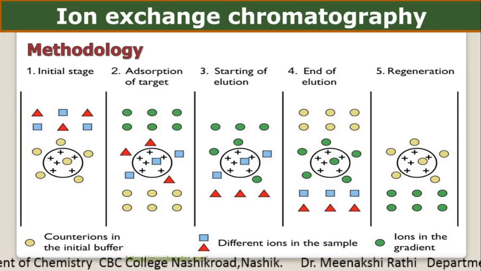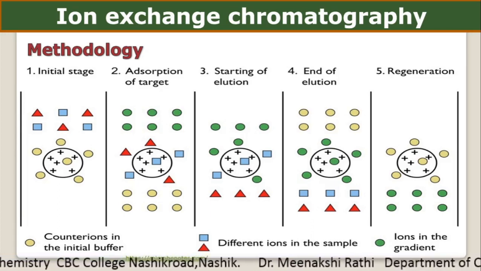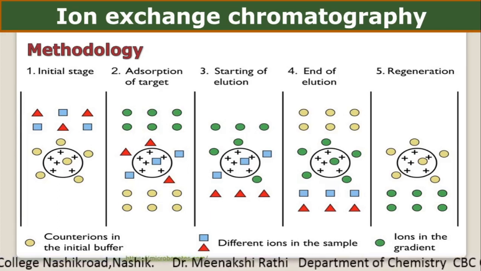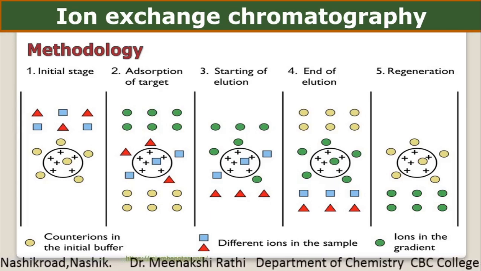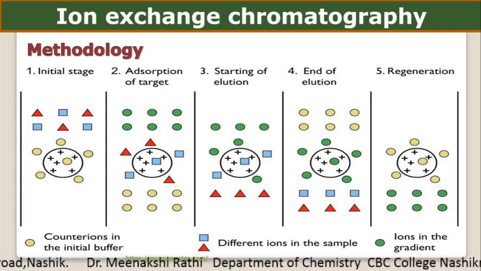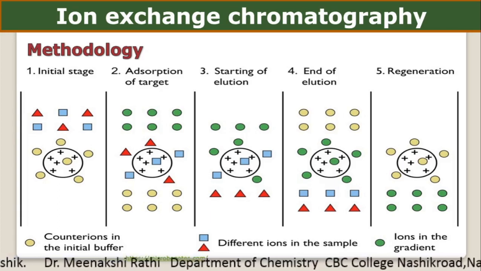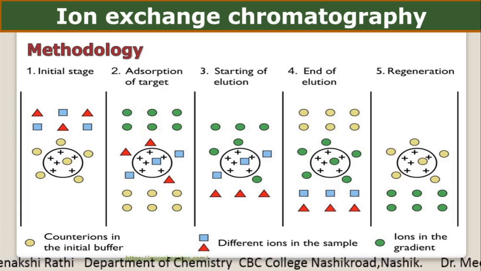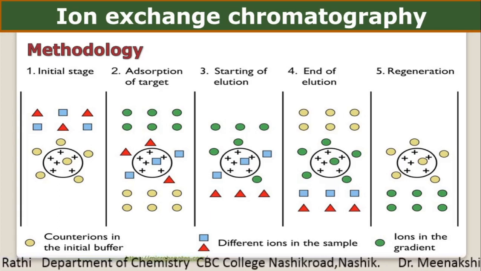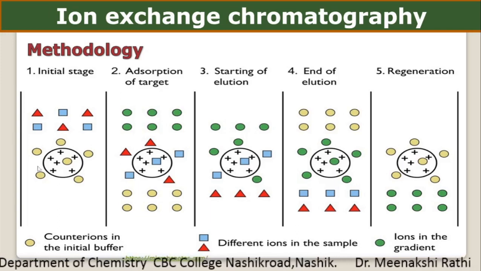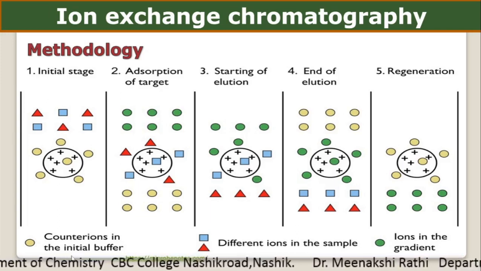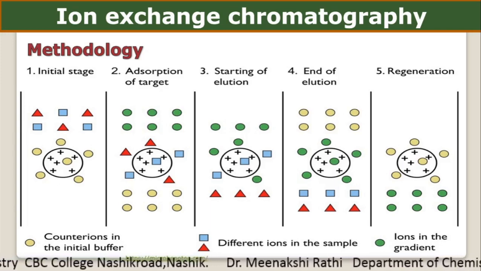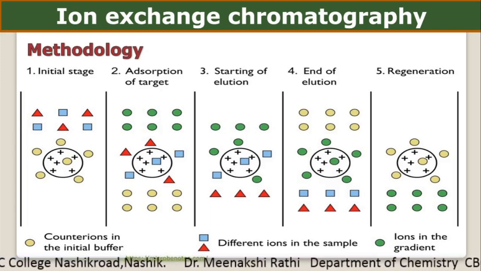The ion exchanger may be positively charged or negatively charged, based on the type of ion which we need to separate. The column is also provided with a stirrer to mix the ion exchanger and the mixture of substances to be analyzed or separated. As I told you, the column is filled with an ion exchanger which may be acidic or basic, positively charged or negatively charged.